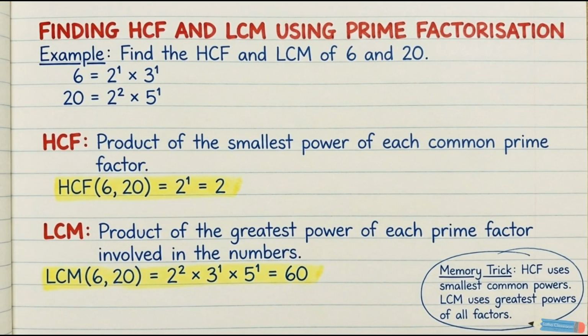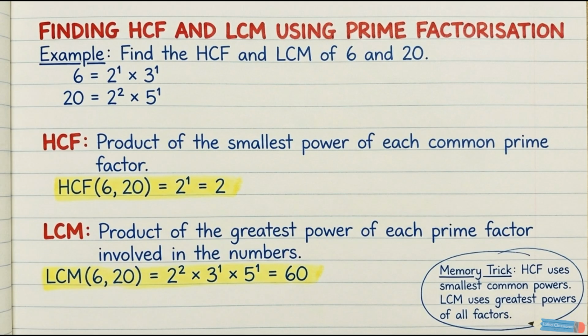Finding HCF and LCM using prime factorization. Example: find the HCF and LCM of 6 and 20. HCF means highest common factor, LCM means least common multiple. 6 can be written as 2 power 1 into 3 power 1. 20 equals 2 square into 5 power 1. HCF: product of the smallest power of each common prime factor. HCF of 6, 20 equals 2 power 1, that is equal to 2.